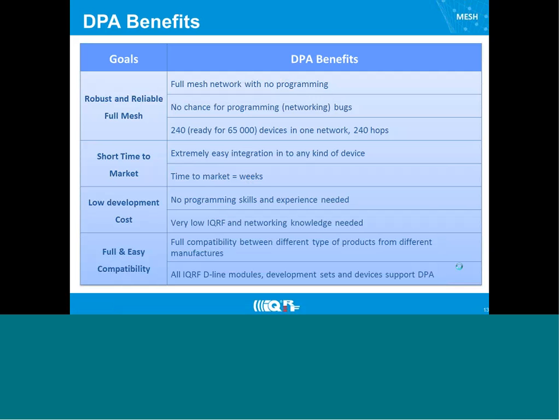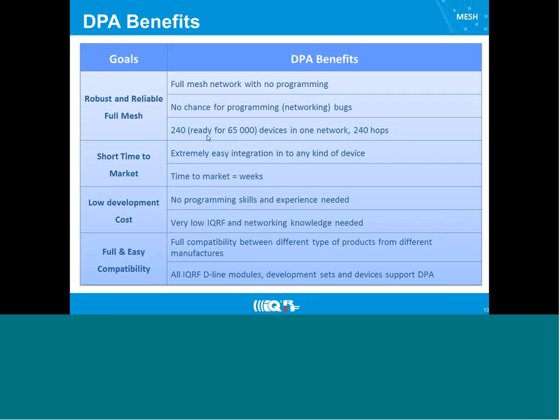So basically, what are the benefits of using the DPA? First of all, you have a robust and reliable full mesh network, and it means that you create this mesh network without any programming in a very short period of time. I will show you later. And also, you have no chance to do the programming bugs. You will not spend days and weeks and months usually on debugging. This is something we went through to make your life easier. Currently, you have 240 hops and 240 nodes available, but you can use the subnetworks. That means that you have much more nodes available right now.